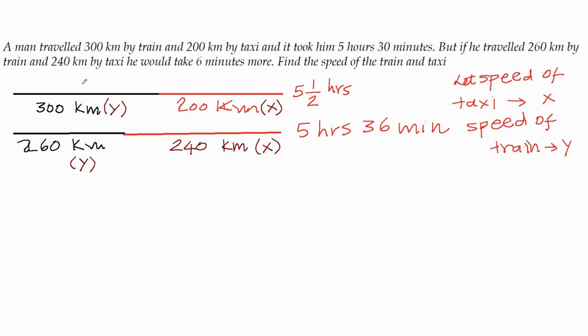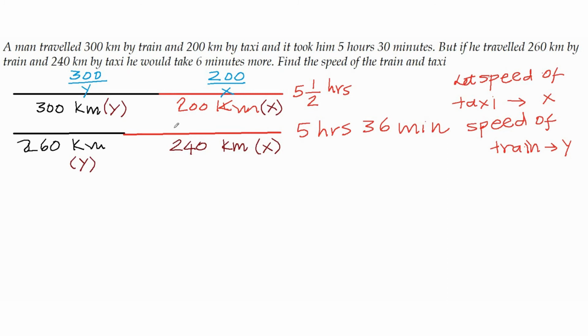So in this case, let us now figure out the individual times. If you think about it, time is distance upon speed, right? The distance is 300 kilometers, the speed is y. So the time taken to travel this distance is going to be 300 divided by y, right? And here the distance is 200 kilometers traveling at a speed of x. So the time taken here will be 200 divided by x. The distance is in kilometers and the speed is in kilometers per hour. Therefore, the time is going to be in hours.